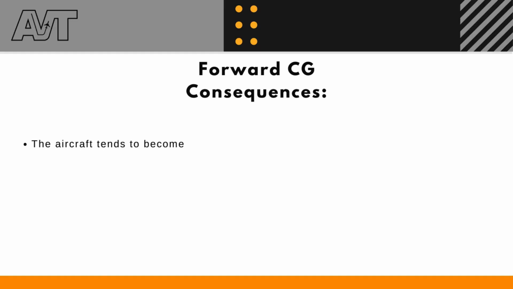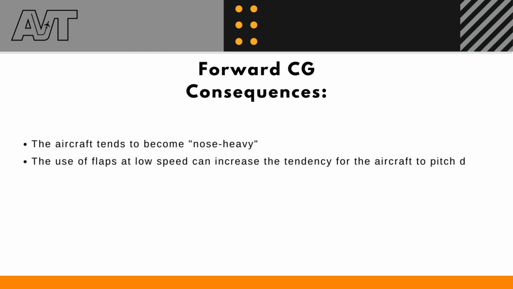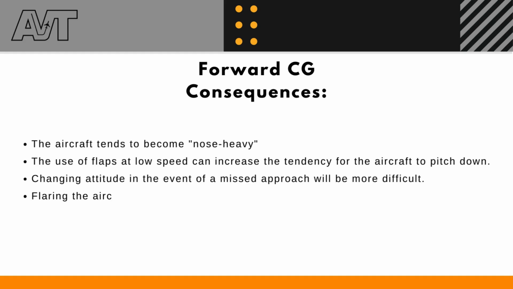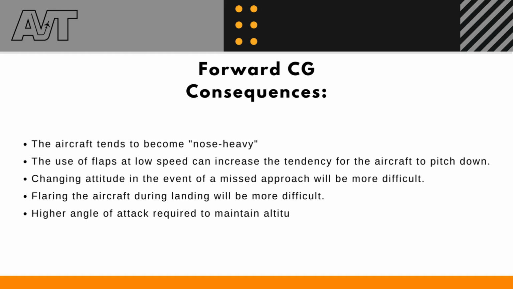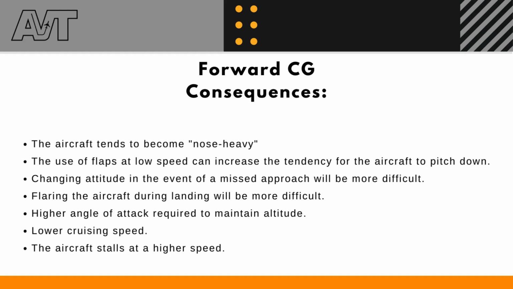Forward CG consequences. The aircraft tends to become nose-heavy, positive for avoiding stalling, but has other negative implications detailed below. The use of flaps at low speed can increase the tendency for the aircraft to pitch down. Changing attitude in the event of a missed approach will be more difficult. Flaring the aircraft during landing will be more difficult. Higher angle of attack required to maintain altitude. Lower cruising speed. The aircraft stalls at a higher speed.